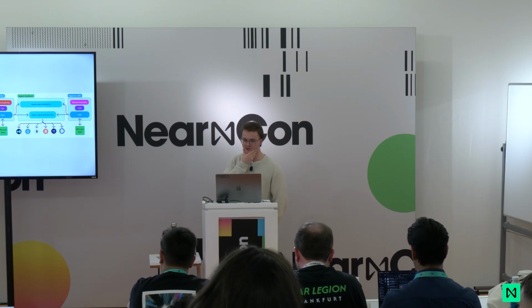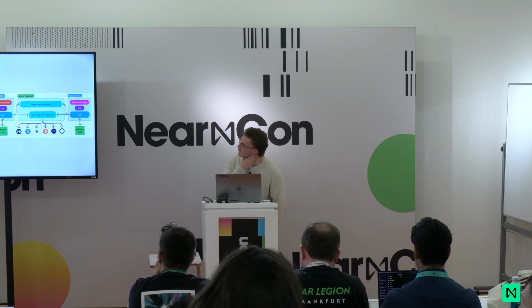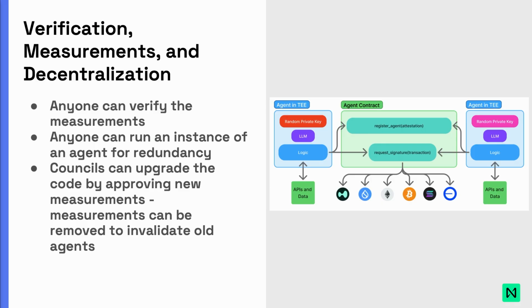And to update this system, the developer or a council, which could be a multi-sig, will go ahead and approve new measurements to the contract. These measurements allow the agent to run new updated code, and you can remove old measurements, which will stop old code from running, essentially.